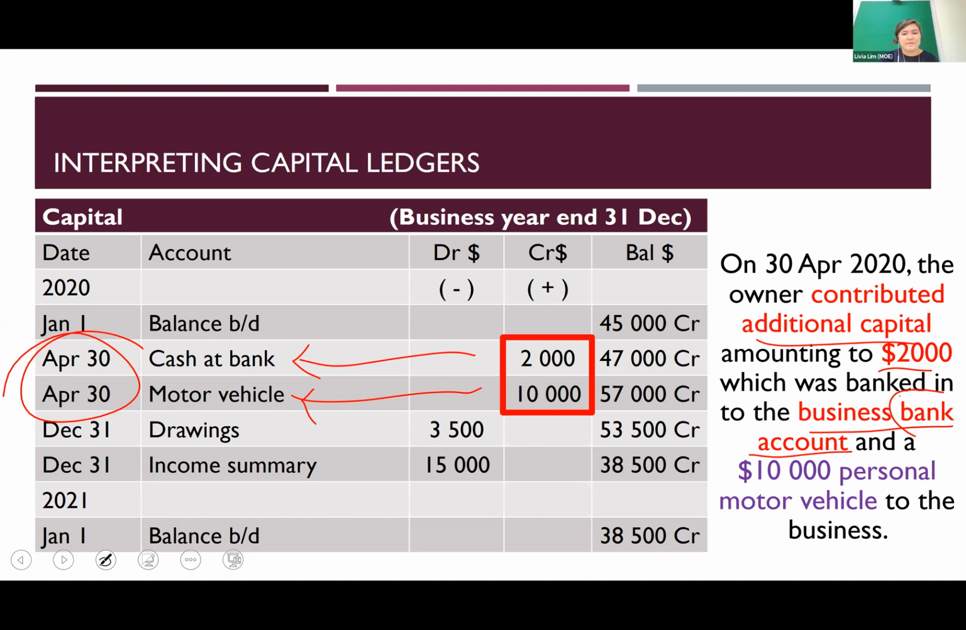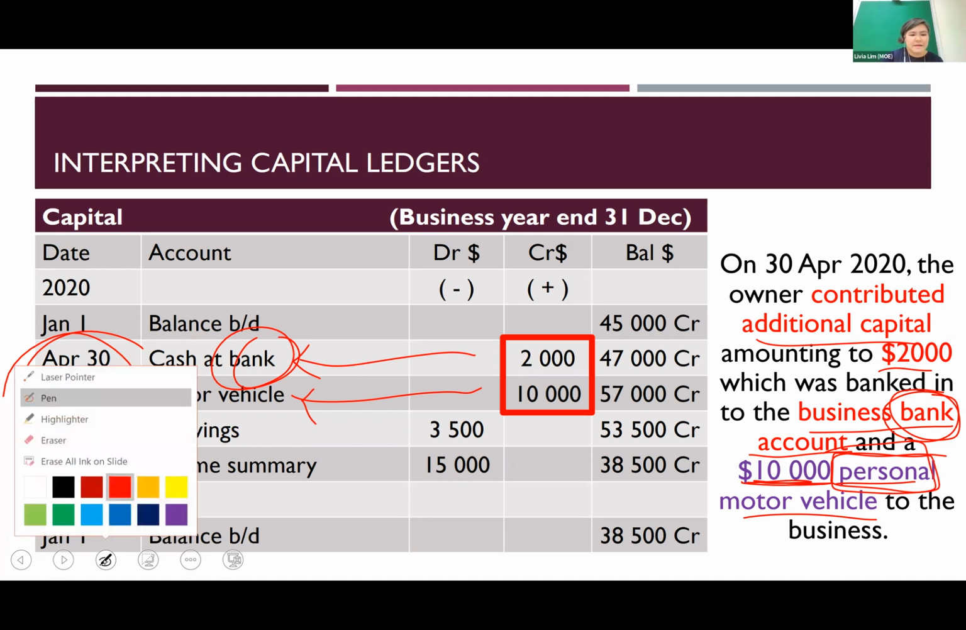Why is it important when I say business bank account? Because it's cash at bank. I need to describe this transaction as much as possible. The owner also contributed a $10,000 personal motor vehicle to the business. Why is it important that it's a personal motor vehicle? So that the reader knows that this is a capital account that is affected.